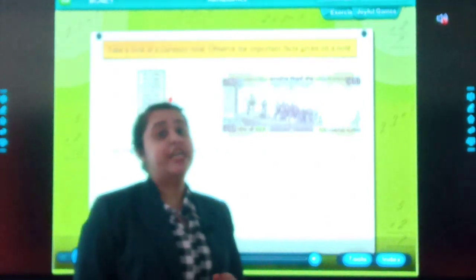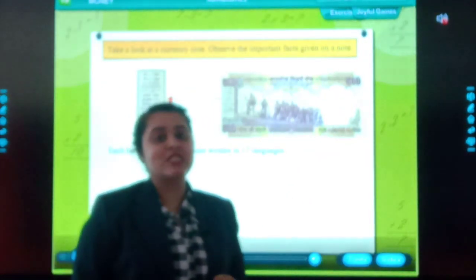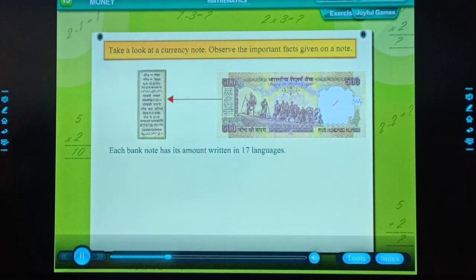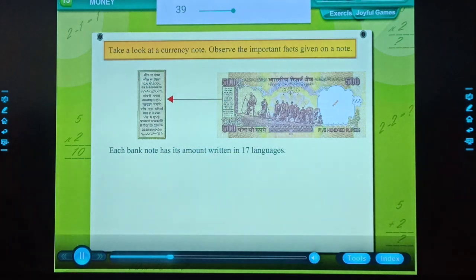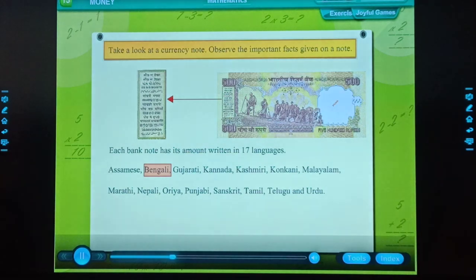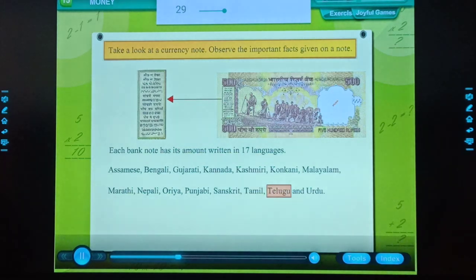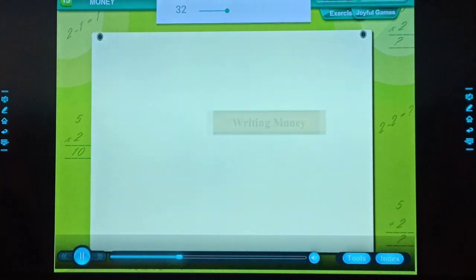And now you will see the list of the languages which are used to mention the amount in the note. English and Hindi are used in the front. Can you identify the remaining 15 languages at the back of the note? Assamese, Bengali, Gujarati, Kannada, Kashmiri, Konkani, Malayalam, Marathi, Nepali, Oriya, Punjabi, Sanskrit, Tamil, Telugu, and Urdu.